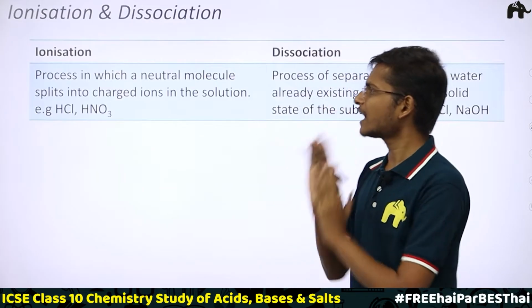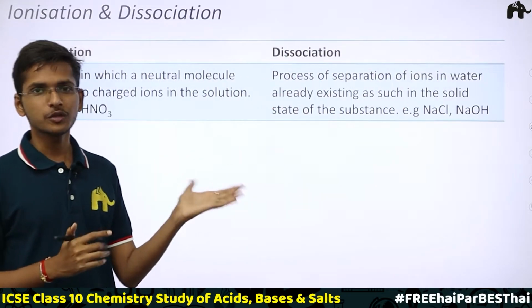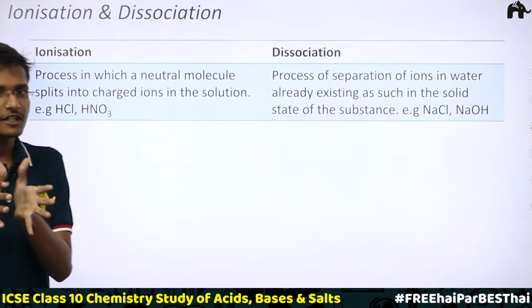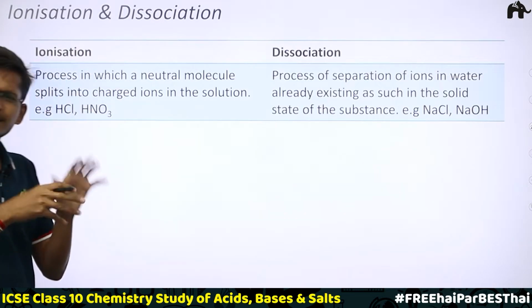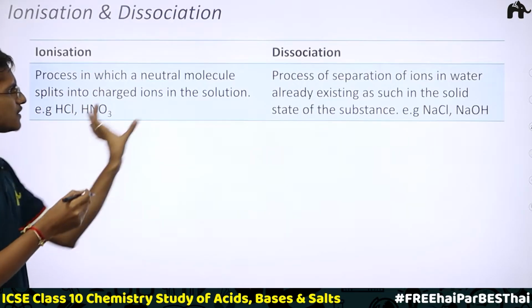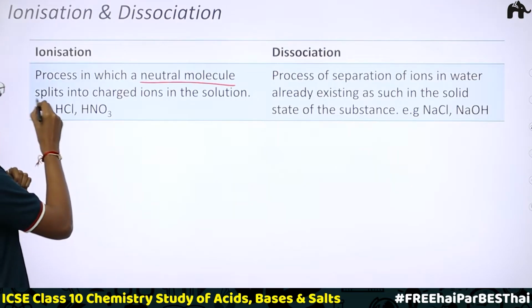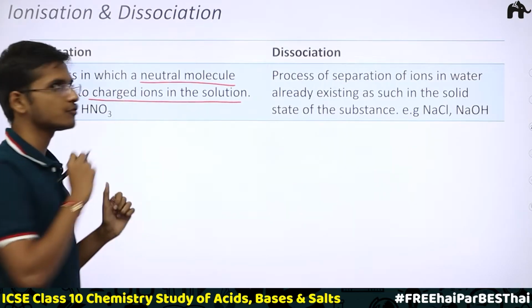Okay, so first is ionization. Now we know it is the process of formation of ions from a molecule, right? We have studied it in chemical bonding in this way. So actually it's the same thing, we are just going to revise it. So it is a process in which a neutral molecule is split into charged ions in the solution.